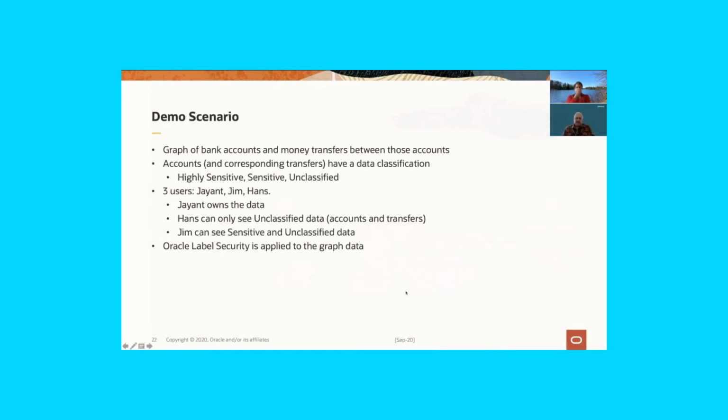So the demo scenario here is that we have a graph which has bank accounts and money transfers between those accounts. These accounts, and hence the corresponding transfers, have a data classification, which is highly sensitive, sensitive, and unclassified. And there are three users. Jayant is the owner and hence can see all of the data. Hans can only see unclassified data, so that's the accounts or all the transfers. And Jim can see sensitive and unclassified data.